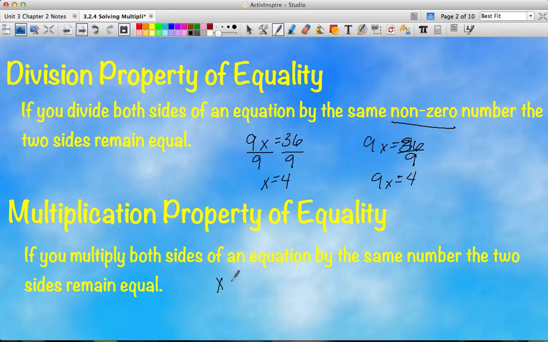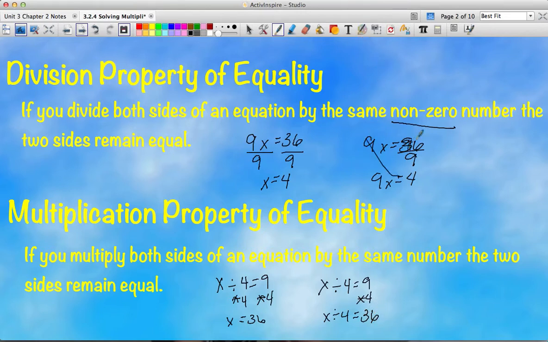Same thing down here. If I have x divided by 4 equals 9, if I multiply both sides by 4, everything stays equal, or the same. But if I don't, and I just multiply this side by 4, I get x divided by 4 equals 36. Again, now they're no longer equal and it's no longer the same problem. So we don't want to do this. We always want to follow that golden rule.